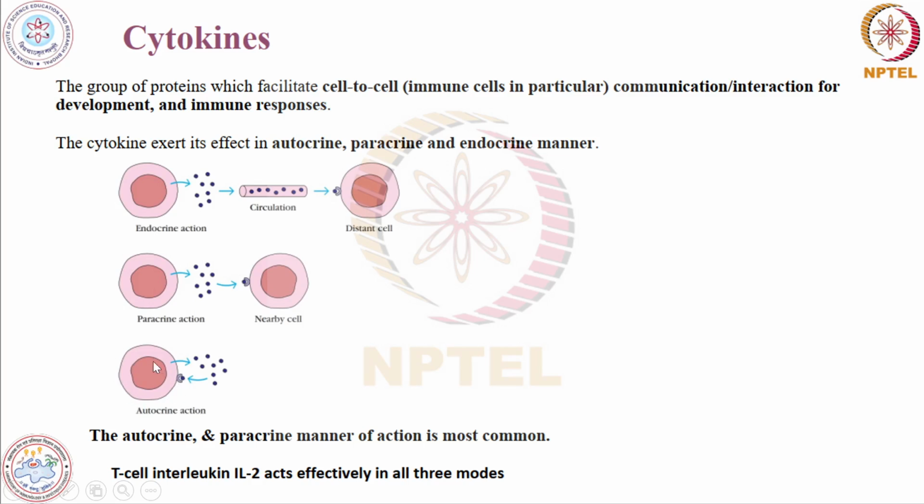The example of autocrine is the T cells which release interleukin 2, and the example of paracrine is the macrophages which release cytokines to activate the nearby WBC. And the example of endocrine is TNF alpha, which is released through the bloodstream for activating the fever response to fight the infection. So these are the most common types of cytokine effects, and the T cell releasing interleukin 2 can act by all these three modes.